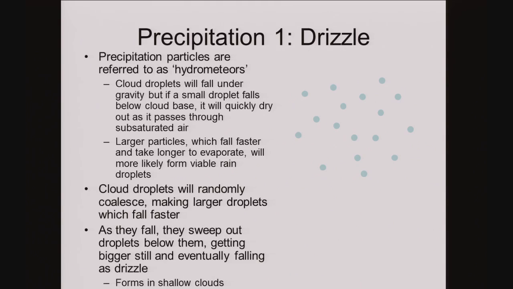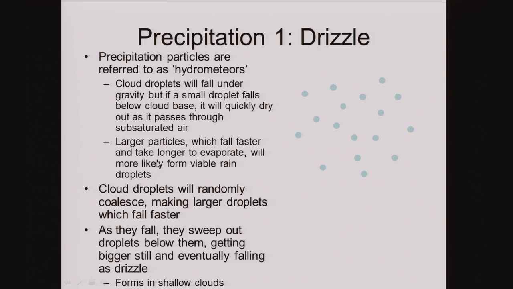But if a small droplet falls below cloud base, it will evaporate very quickly because it's dry below cloud base. So you need bigger droplets. You need really big droplets before they're going to get to the ground. So larger particles, they'll form much faster and they take longer to evaporate, and this is what forms rain. And so how does this happen?